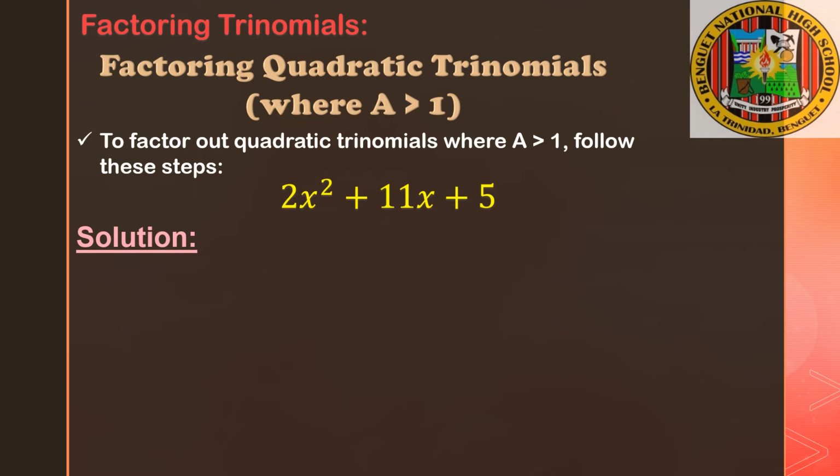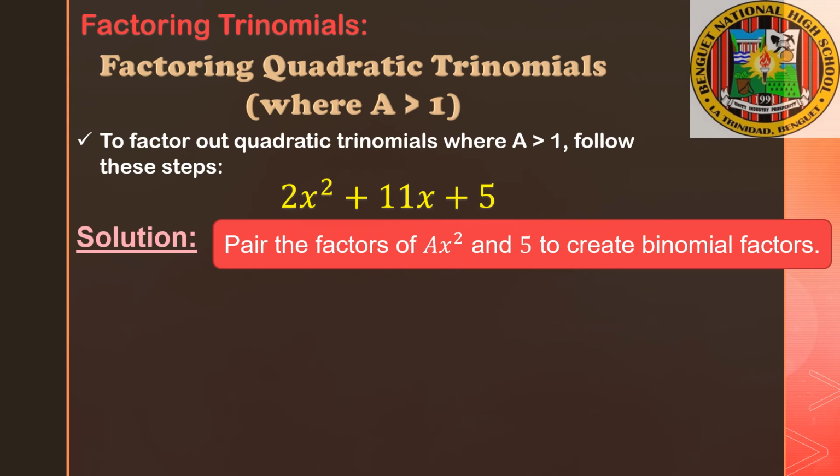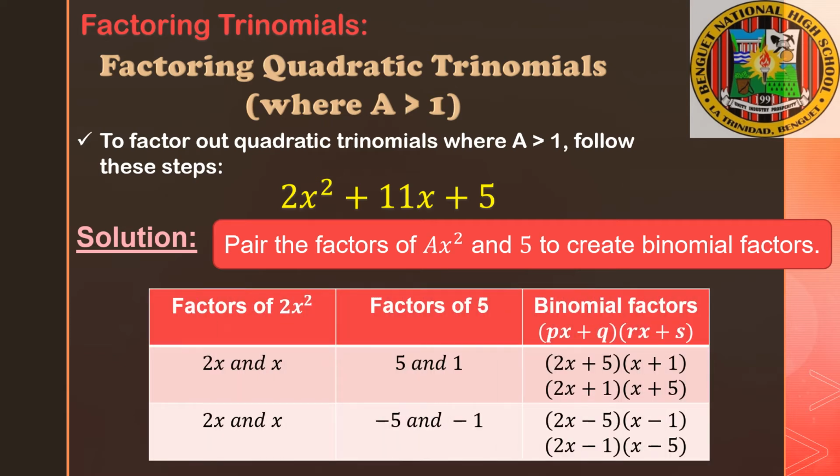After looking for the factors of the first and last terms, we are going to pair them together to create possible binomial factors for the given quadratic trinomial. Again, a table is useful in helping us create the binomial factors. Observe that in each pair of binomial factors, the first terms are the factors of 2x squared, while the second terms are the factors of 5. Once we've written all possible combinations of binomial factors, we can see that we have 4 pairs of possible binomial factors for our trinomial.